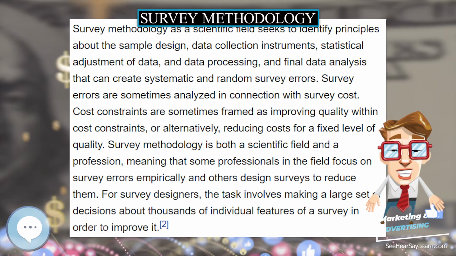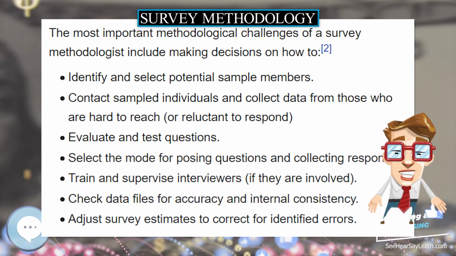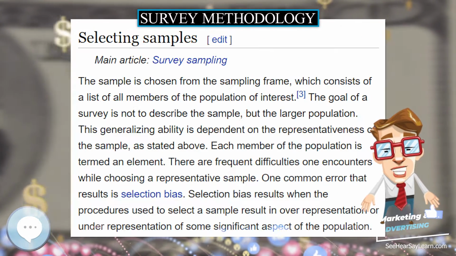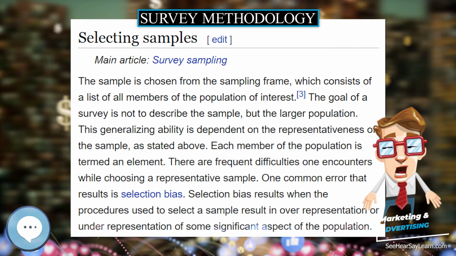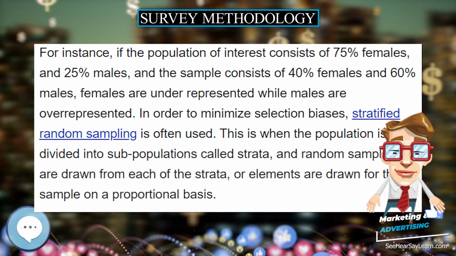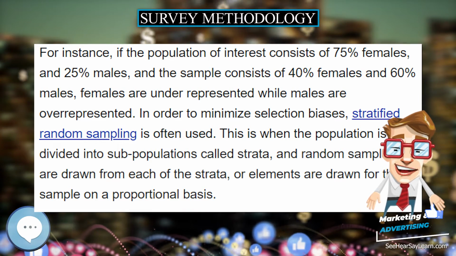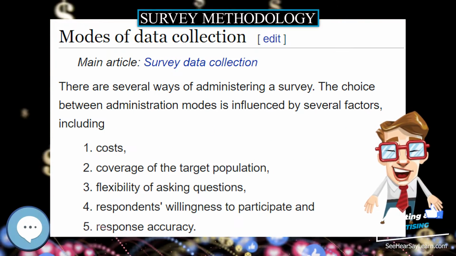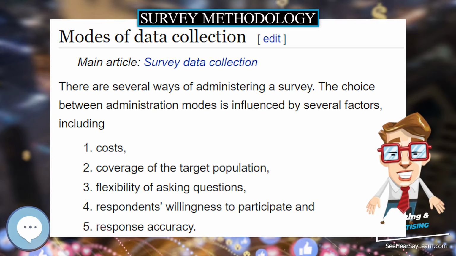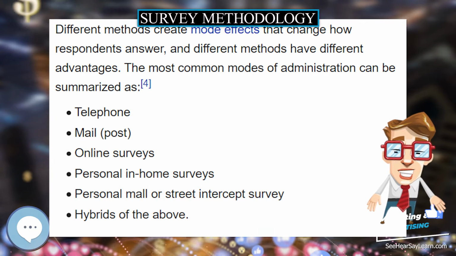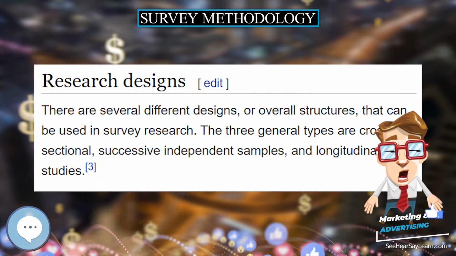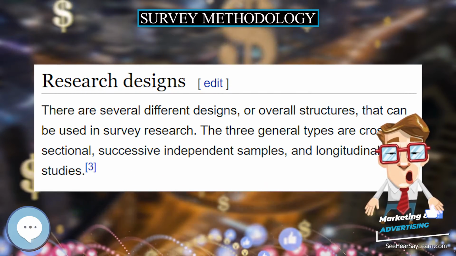Cost constraints are sometimes framed as improving quality within cost constraints, or alternatively, reducing costs for a fixed level of quality. Survey methodology is both a scientific field and a profession, meaning that some professionals in the field focus on survey errors empirically and others design surveys to reduce them. For survey designers, the task involves making a large set of decisions about thousands of individual features of a survey in order to improve it.